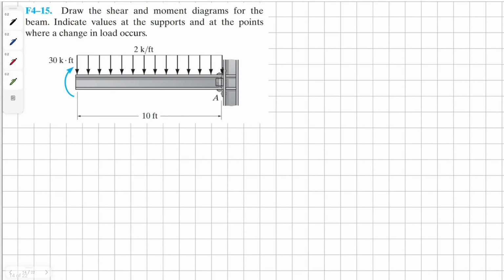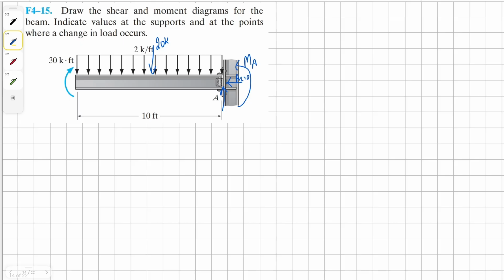Draw the shear and moment diagrams for the beam, indicate values at the supports and at the points where a change in load occurs. To begin, first of all, we need to convert our distributed load into a point load. This will become 20K. And then we have our external reaction forces at A.